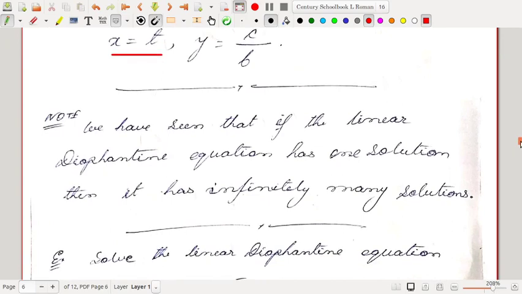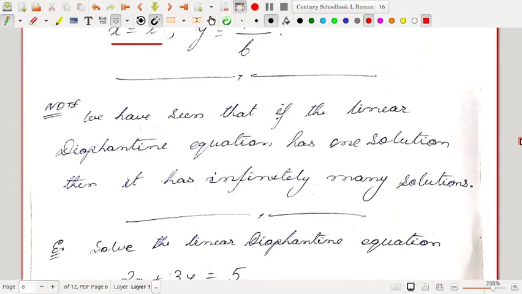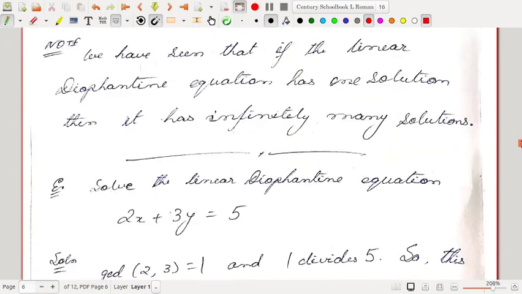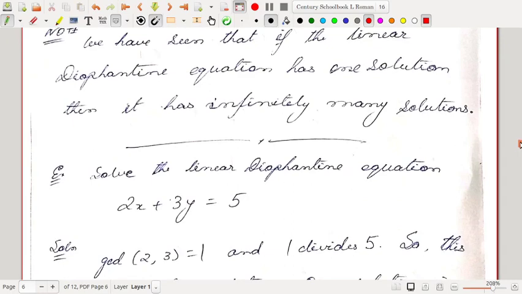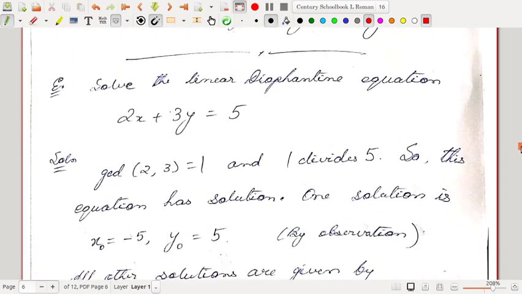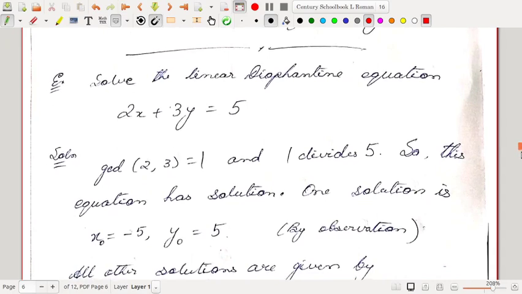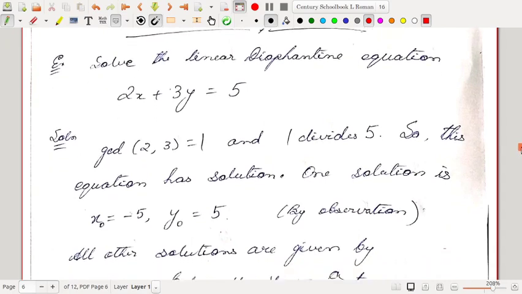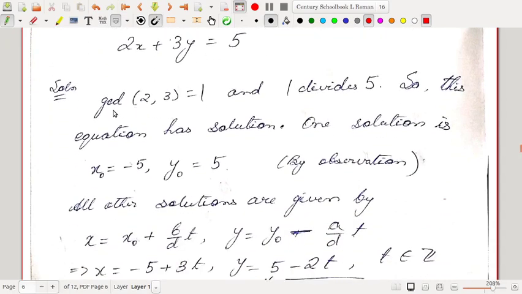So we have seen that if the linear Diophantine equation has one solution, then it has infinitely many solutions. Let us see one problem. Solve the linear Diophantine equation 2x plus 3y equal to 5. We have GCD of 2 and 3 is 1, and 1 divides 5, so this equation will have a solution.